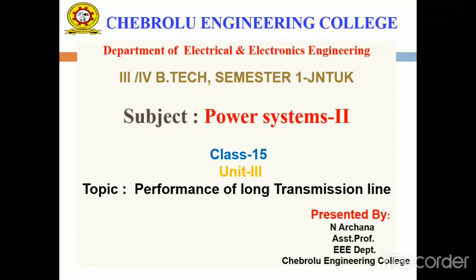In the case of short and medium transmission lines, the parameters are taken as lumped parameters for easy calculation. Depending upon the capacitance connections, the medium transmission line is divided into three methods, that is the end condenser method, the nominal T method and the nominal pi method.